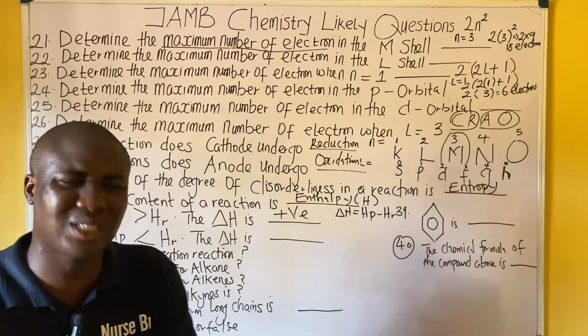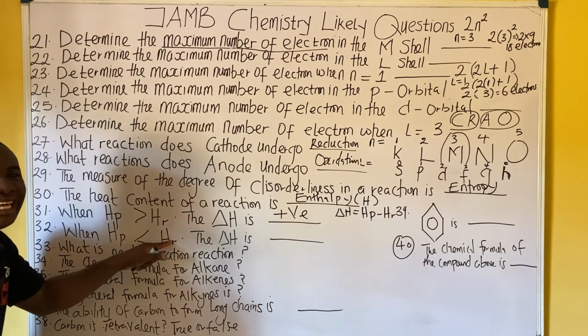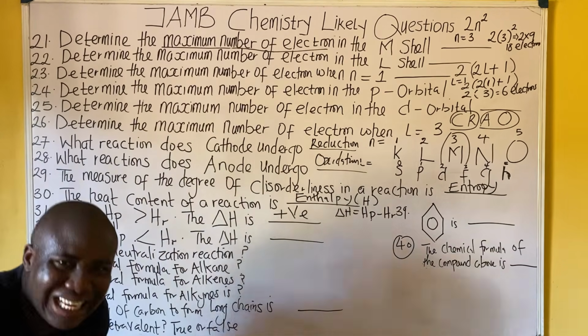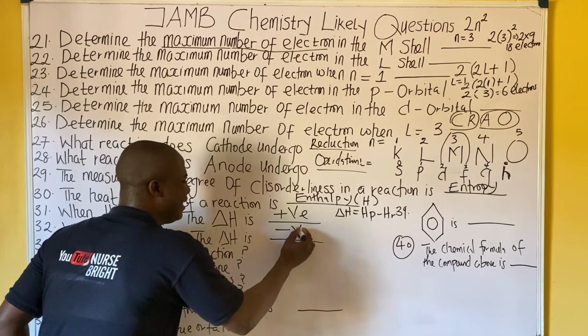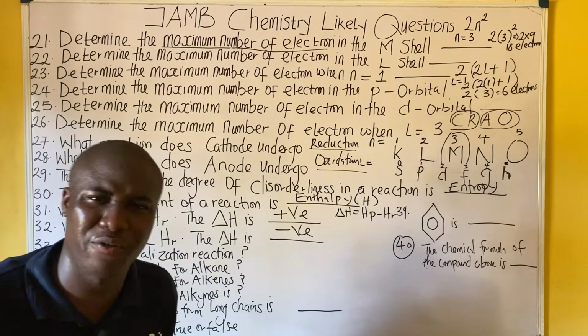Well, when it is the opposite, whereby HP is lesser than HR, that means HR is greater than HP. You understand now? Then your delta H should be negative. Please note all these. They are all very simple.